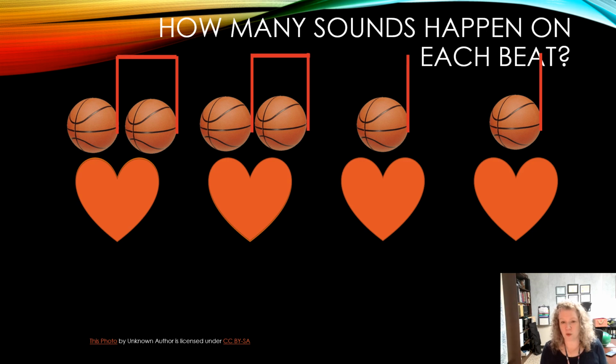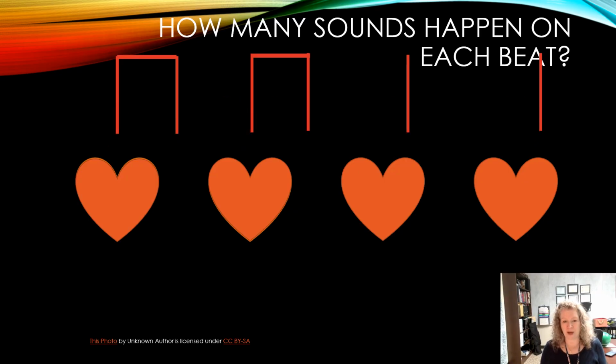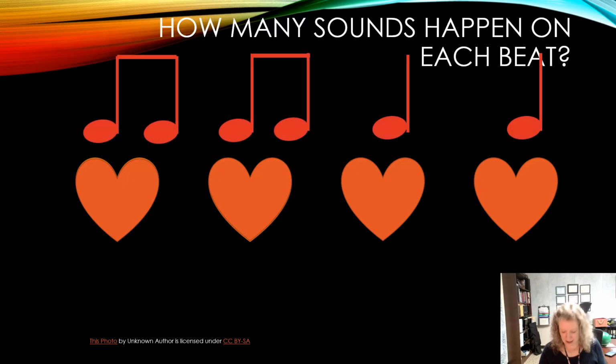Now there it is with the bouncing balls. We're going to take those balls away because we're moving from iconic to symbolic. And we have stick notation. We only have the stems and beams. And for the eighth notes that have two sounds on them, we're going to say do day. Do day, do day, do is what that rhythm says. Would you do that with me again? Do day, do day, do.